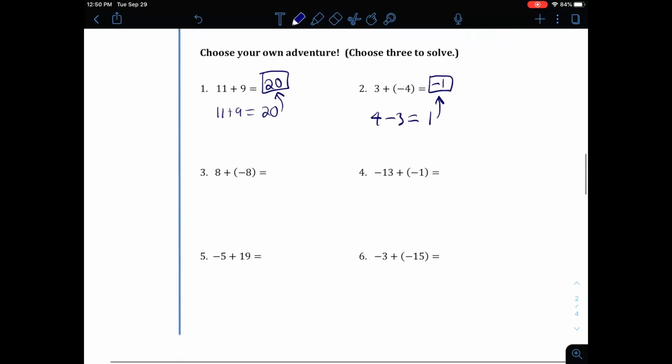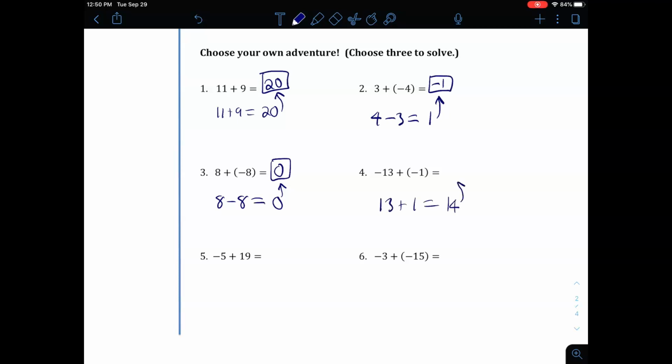All right, now we have 8 plus -8. Same signs or different signs? They are different signs, so we're going to subtract. 8 minus 8 equals 0, and that's just going to be 0, right? There's no sign on 0. Cool. -13 plus -1. Same signs or different signs? They are same signs, so we're going to add them up. 13 plus 1 equals 14. And what's the sign going to be? They're both negative, so it's going to stay negative. If we add a negative to a negative, it's going to get more negative, right? It's going to become more negative in the negative direction, okay?